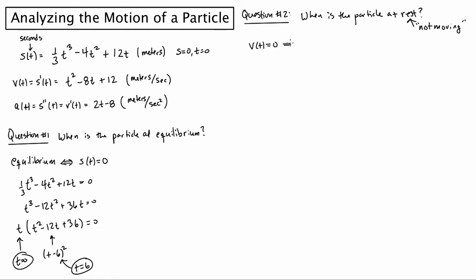So we need to look for points where the velocity function, t squared minus 8t plus 12, is equal to 0. Hopefully we can factor this. It factors into (t minus 6)(t minus 2). So there are 2 points, t equal to 6 and t equal to 2, where we do not have any motion in the object. All right. Question number 3.